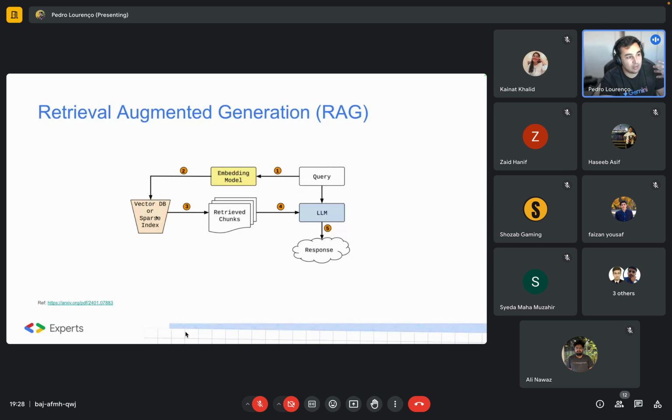So here you have all your documents indexed, and given the user input, you will embed the input. You will create an embedding for this input, and using this embedding, you will search for the closest, most similar documents in this vector database, and you retrieve this document.